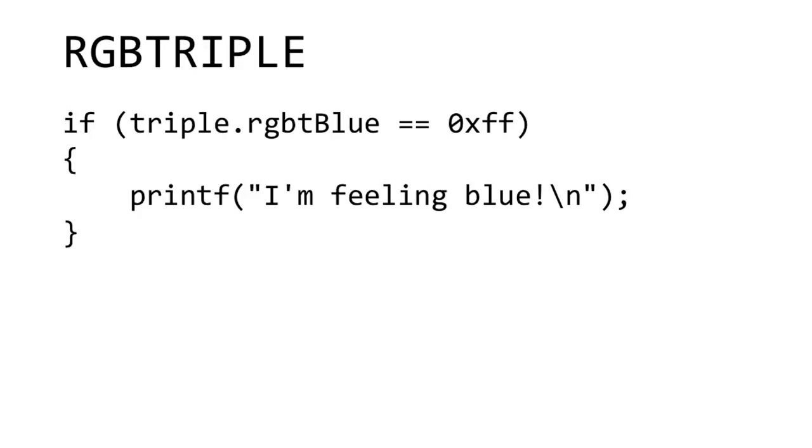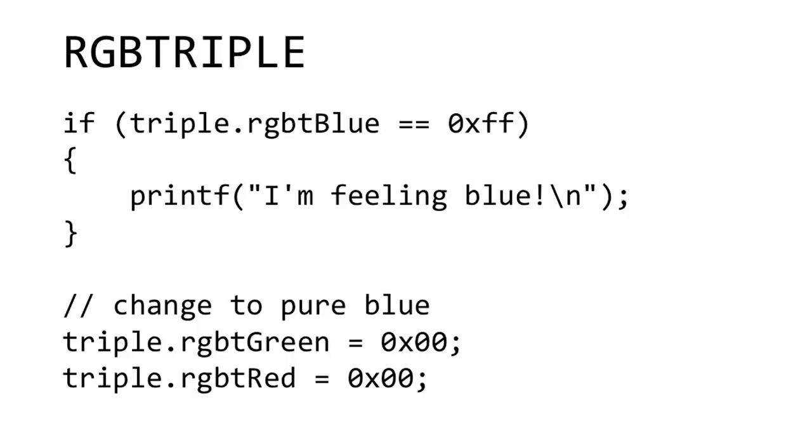Now, remember that even though a pixel might have the full amount of blue in it, it's not necessarily going to be a blue pixel because you still have a contribution from the red and from the green. So, in order to ensure that you have a blue pixel, you might execute the following, setting the triple's green and red values to 0.